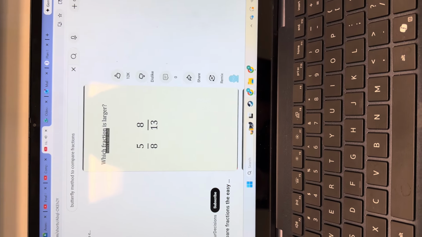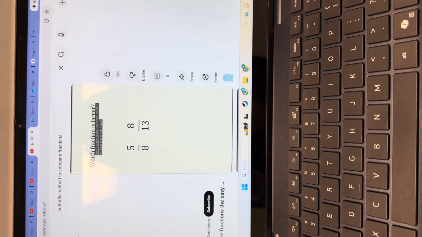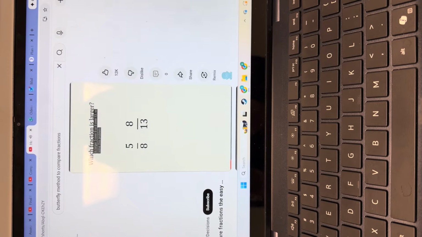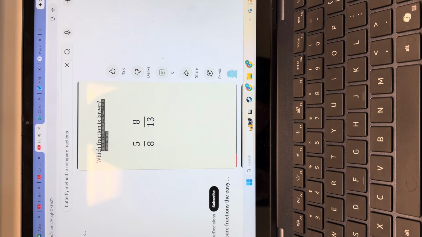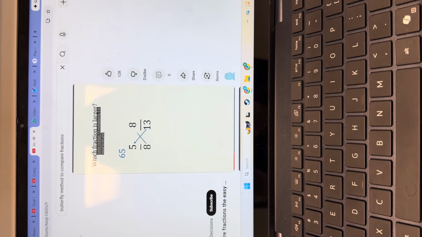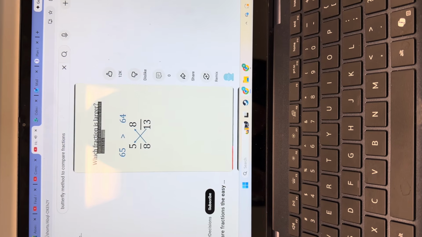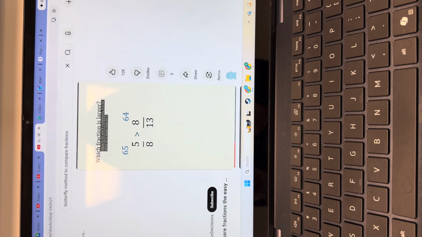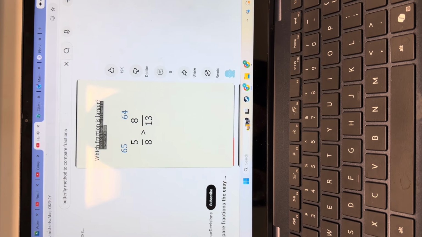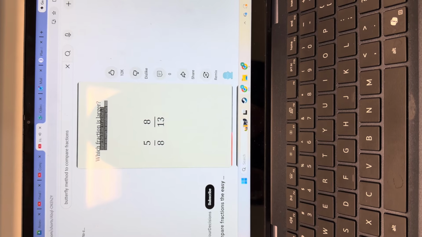Here's a neat math trick. Which fraction is larger, 5 over 8 or 8 over 13? To solve this problem, all you have to do is cross multiply. 13 multiplied by 5 is equal to 65, and 8 multiplied by 8 is 64. Since 65 is larger than 64, 5 over 8 is larger than 8 over 13. And that's it. Now you might be wondering why this trick works.